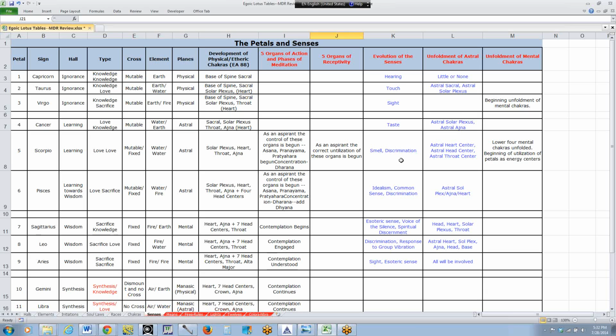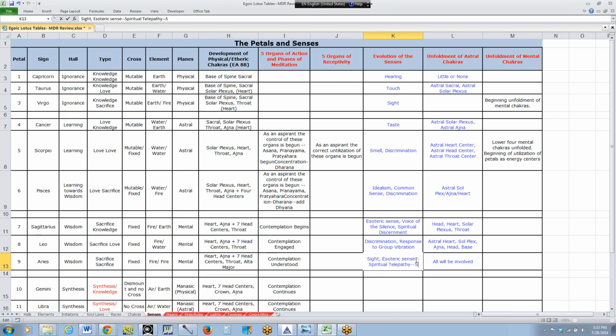For petal 6, idealism, it's a 6, right? Common sense and discrimination. Petal 7, the esoteric sense, intuiting what the soul knows begins, the voice of the silence speaks, spiritual discernment. Then petal 8, response to group vibration. Petal 9, the esoteric sense, and, Sagittarius for spiritual telepathy.